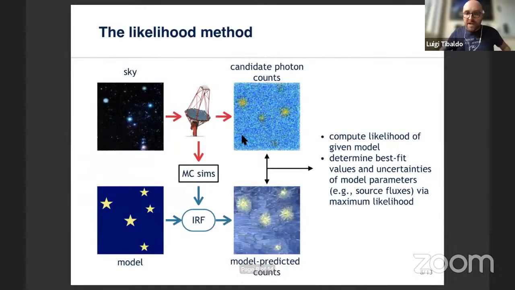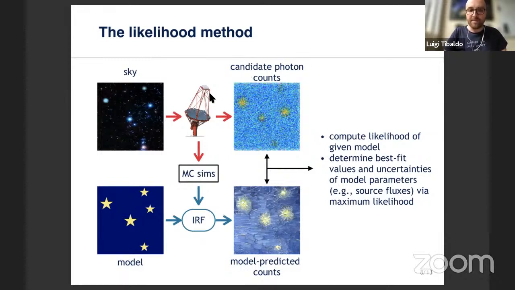Okay, so going on, the analysis method. The core analysis method that has been implemented in Ctools is the likelihood method that many of you may have already heard about because it's used vastly in physics and astrophysics. But here I just summarize the idea. The idea is that you have the actual sky and you have a model of the sky that may have some free parameters. You observe the sky with your telescope and you end up with having some candidate photons.